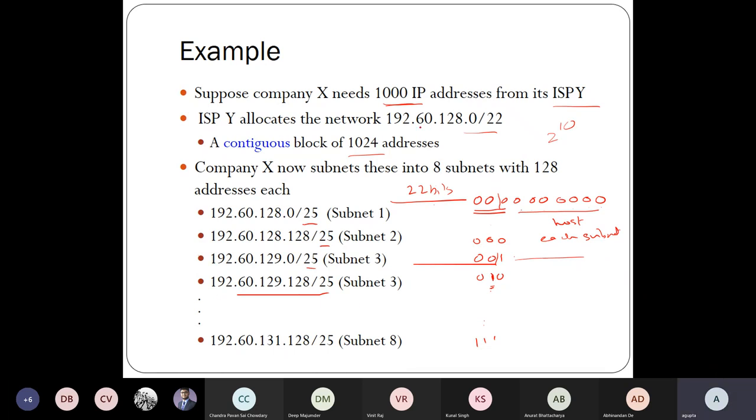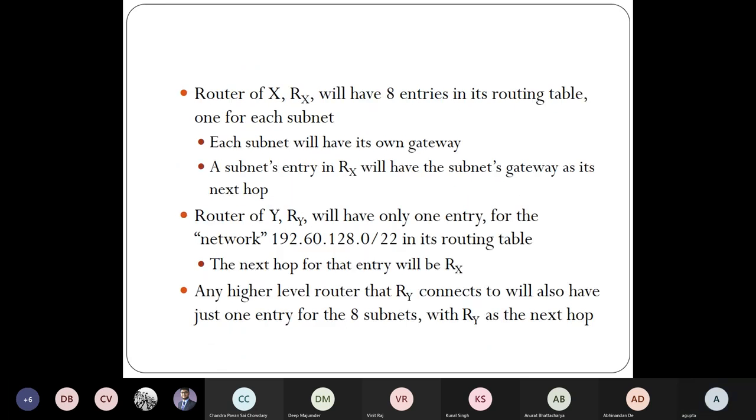Because they all got derived from this 192/22. So you see, ISP Y's router does not need to know that X has divided this into 8 subnets, because irrespective of which subnet the packet is for, Y will have to send it to X's router. Then X can further decide that this goes to subnet 1, this goes to subnet 3, and so on. So the router of company X will have 8 entries, 1 for each subnet.